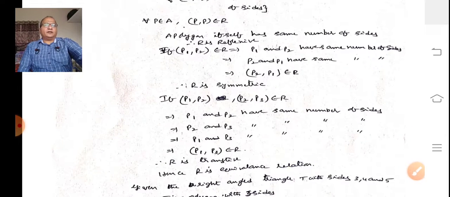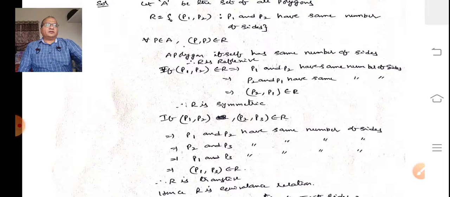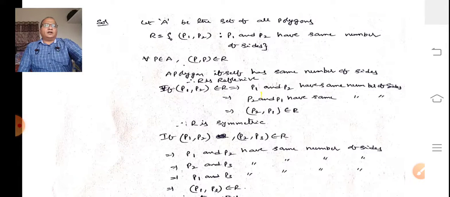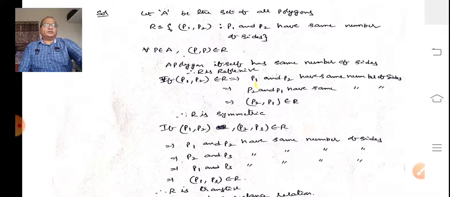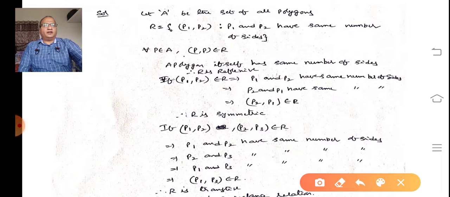See the solution here. Let A be the set of all polygons. R is equal to the set of (P1, P2) such that P1 and P2 have the same number of sides. Any polygon, whatever it may be, has the same number of sides as itself. Therefore, it is reflexive. If (P1, P2) belongs to R, so P1 and P2 have the same number of sides, then automatically P2 and P1 have the same number of sides. That implies (P2, P1) belongs to R. Therefore, R is symmetric.